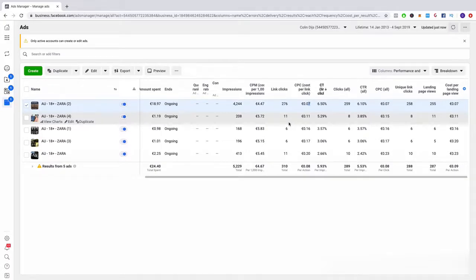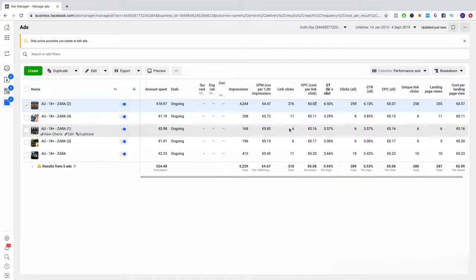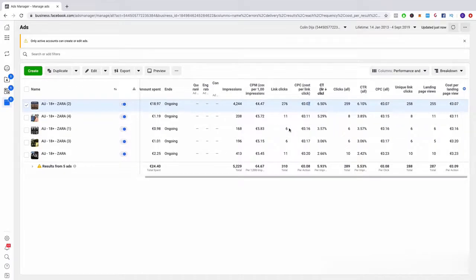Any changes you make are not in line with what we would advise here. 6.1%. What you see here, this is all in Australia, all in the same country. Now you can see how the CTR influences CPM. You can see here.